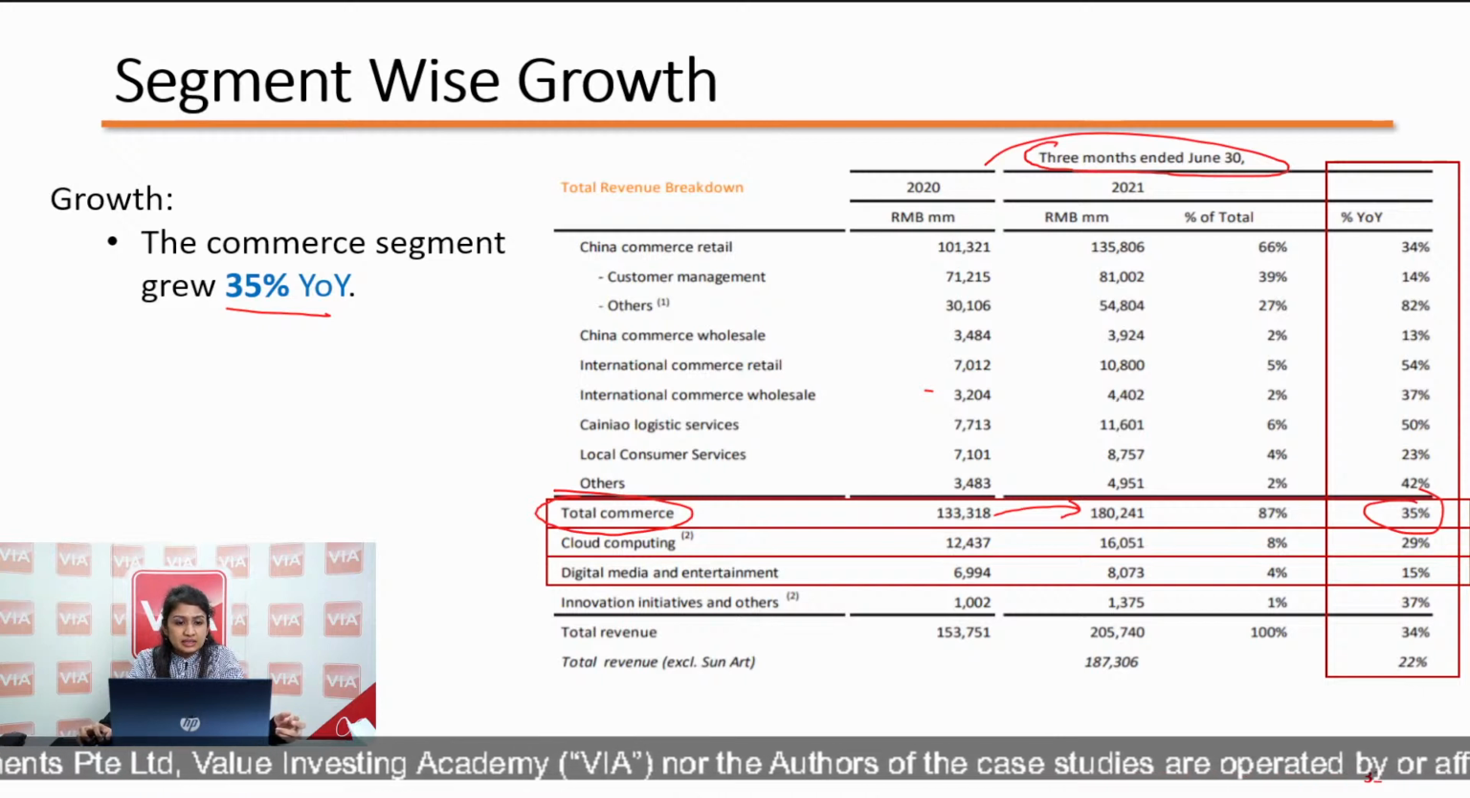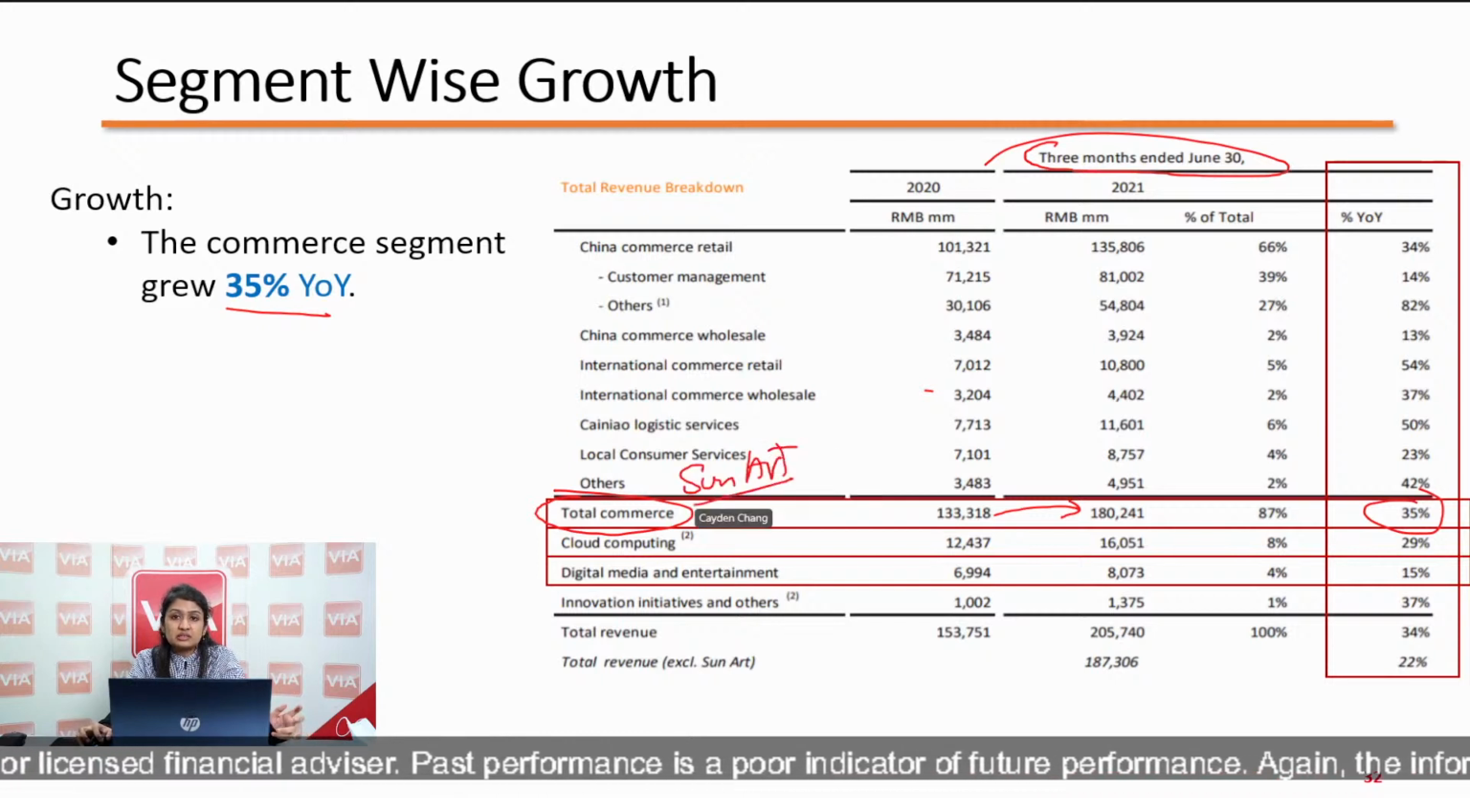So as you can see in others, this includes the Sun Art acquisition, and the Sinow Logistics has also increased by 50%. So these two are the major contributors to the growth. The Sinow Network Logistics grew by 50% primarily because of increase in order volumes in the international commerce retail businesses.